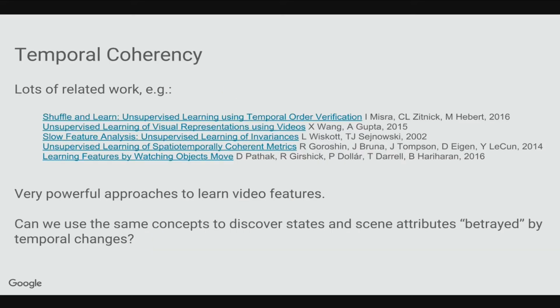There's been a ton of work in that space using temporal coherency as a way of eliciting really meaningful representations in videos. It's been used for video analysis a lot, but the question now is, can we use that to discover states, actions, and scene attributes based on their temporal state?